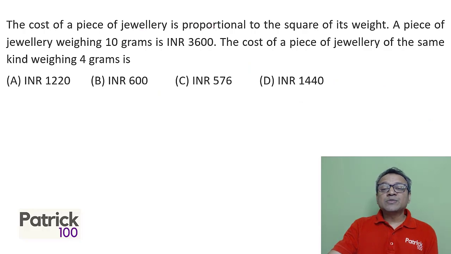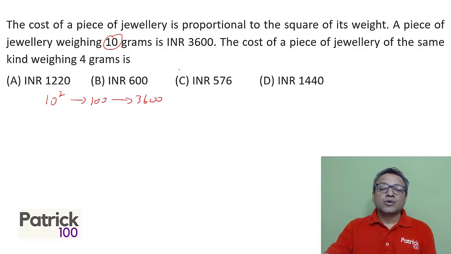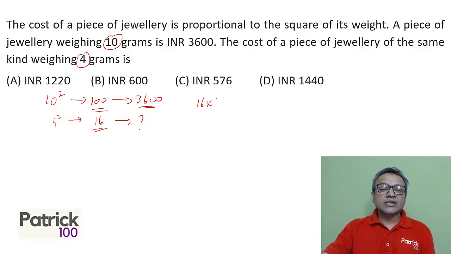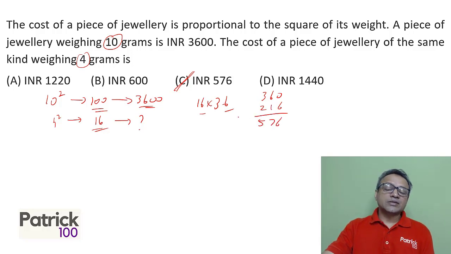The cost of a piece of jewelry is proportional to the square of its weight. So for 10, the square of its weight is 100. So 100 stands for 3600. So if the jewelry weighs 4, 4 squared is 16. So 16 will stand for how much? 100 stands for 3600, so 16 stands for how much? You can make out it will be 16 into 36, ending in 6, 576. Or 36 into 10 is 360, 36 into 6 is 216. If you add, it gives you 576.